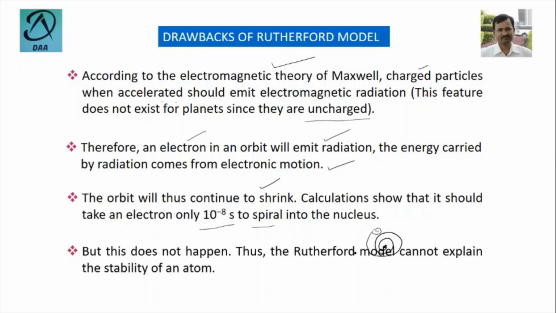Thus, the Rutherford model cannot explain the stability of an atom. Because the electron is a negatively charged particle, it will emit radiation as per Maxwell's electromagnetic theory and immediately collapse onto the nucleus. So the Rutherford model cannot explain the stability of an atom, and that is the drawback of Rutherford's atomic model.